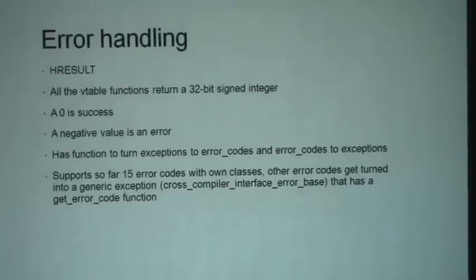So how does error handling work? Well, we build on HRESULT. All the vtable functions return a 32-bit signed integer, zero success, negative value is an error. Has functions return exceptions to error codes and error codes to exceptions. We support 15 error codes so far with the classes specifically. Other error codes could turn into a generic exception, with an interface error base that has get error code. So basically also map, say if you use at and you get an incorrect index exception, it maps it back to the correct HRESULT, so it'll get translated so you can catch it as that on the other side.